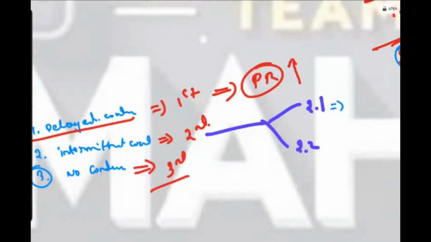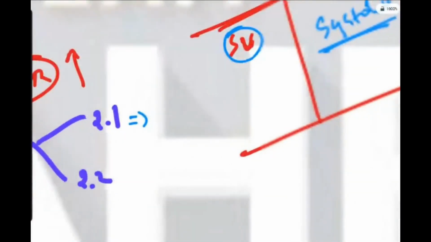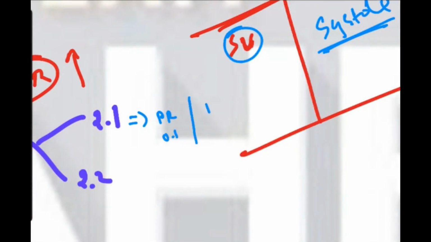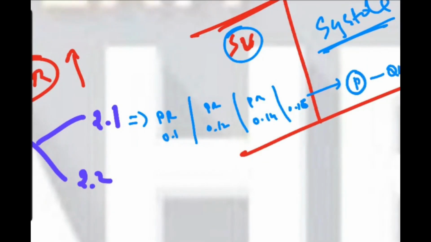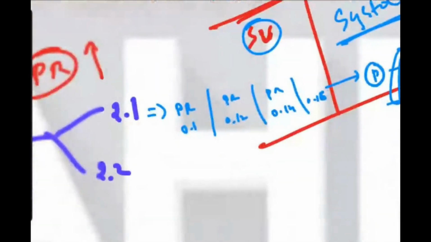In all second degree blocks, there is an intermittent conduction. But in second degree 2.1, the PR interval is progressively enlarged. For example, now the PR interval is 0.1 second. In the next heartbeat, the PR interval will be 0.12, next 0.14, now 0.16. The progressive enlargement of the PR interval occurs until only P is there and there is no QRS complex. Meaning ventricles will not contract. So this indicates AV block. This is 2.1.